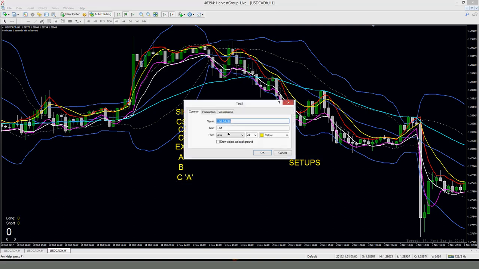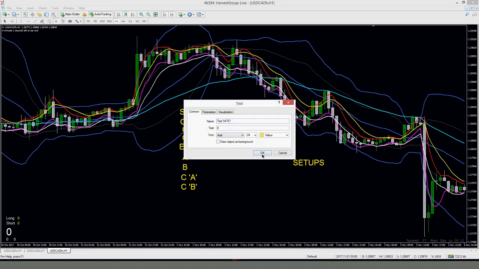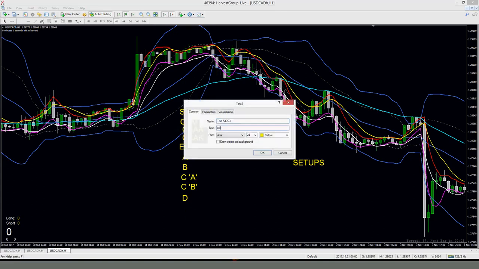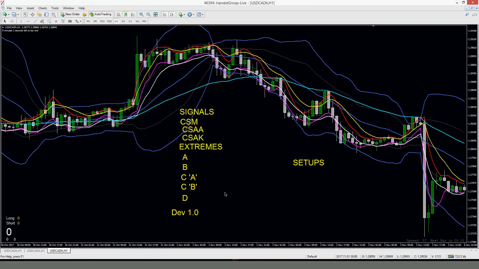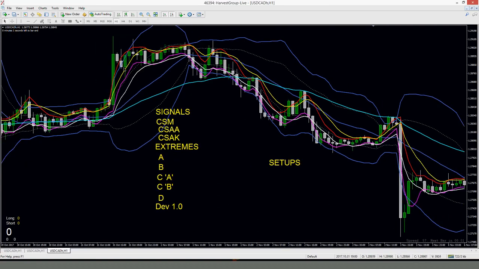Okay, extreme CA, CB, extreme D. Okay, and finally extreme deviation 1. Okay, so I think everyone already knows about the signals CSM, CSAA, CSAK. And I'm just gonna go through quickly on extremes, the different types of extremes. So whenever the MA is outside the linear band, this is an extreme A. Okay, extreme A buy, extreme A sell.